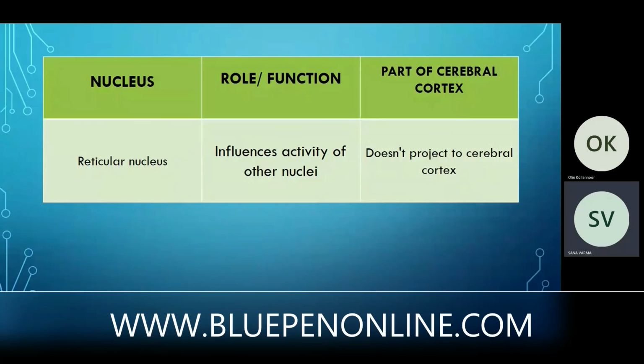So these are the main nuclei seen in the thalamus and their related functions. Is it clear? Okay.